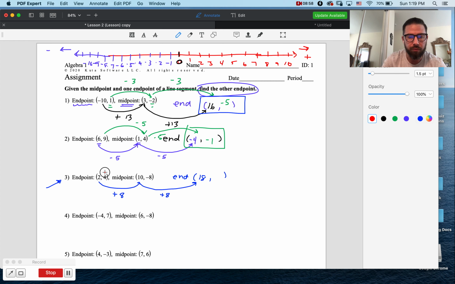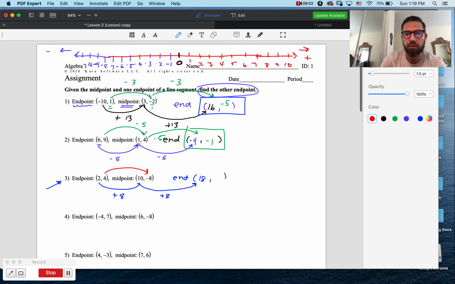Okay, now we have to go from 4 to negative 8. Geez, that's a big jump. So 4 to negative 8. 1, 2, 3, 4, 5, 6, 7, 8, 9, 10, 11, 12 to the left. So that's minus 12, which means we have to do it again. Negative 8 minus 12, do it in your calculator. That'd be the best thing to do. Okay, type it in, punch it in, negative 8 minus 12, and you're going to get negative 20.